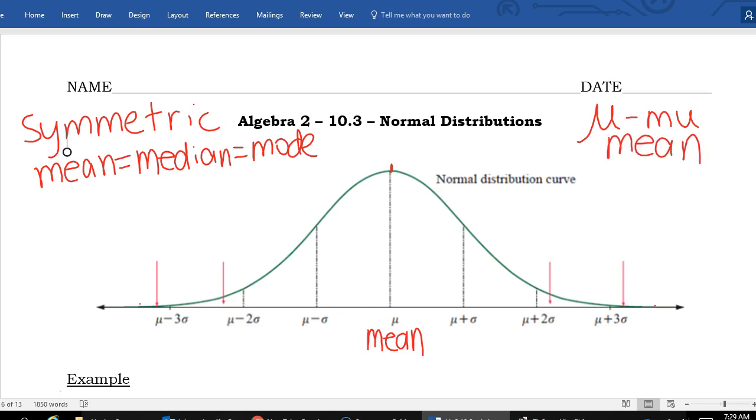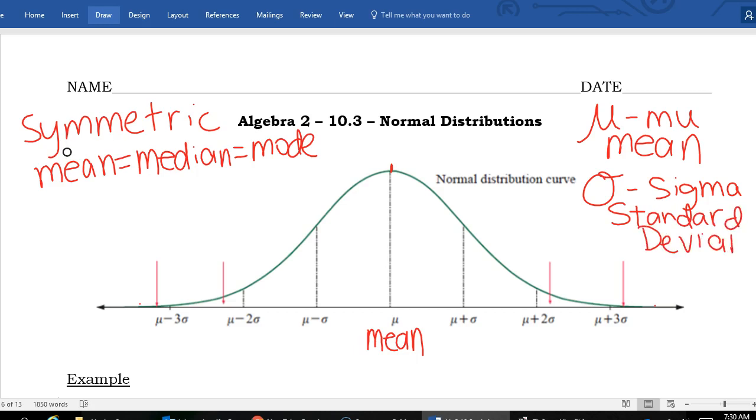And then there is another Greek symbol. It looks like a little O with a tail. That is a lowercase sigma, and it is representing a standard deviation. So the mean is at the center, and then the distance from the mean to this first inflection point is one standard deviation.